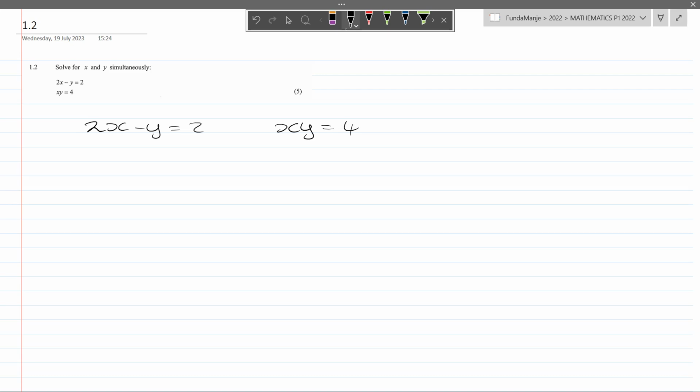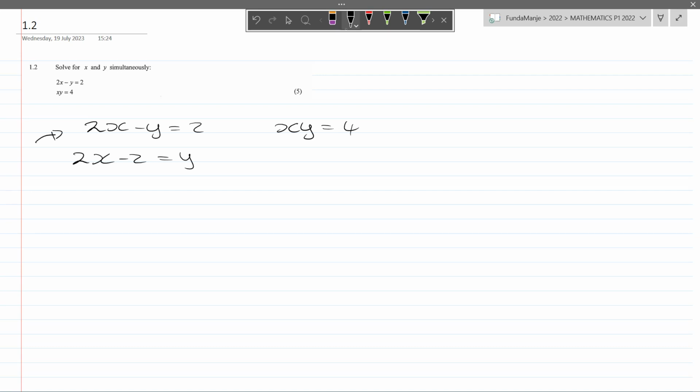substitute it, or take the easiest one, make one of the variables subject of the formula, and then substitute it into the other one. So this one seems like we can isolate y quite easily by taking 2 to this side and y to the other. We'd have 2x minus 2 is equal to y, and then we can sub it into this y.